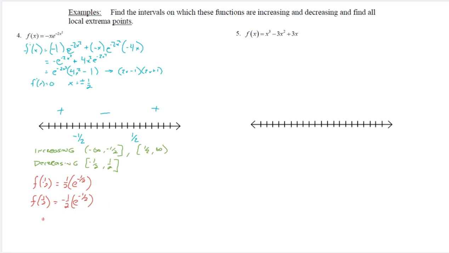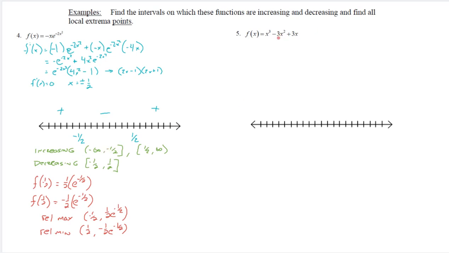So we can go ahead and write that in. A relative max is actually going to be the point negative 1/2 and 1/2 e to the negative 1/2. And our relative min is going to be 1/2 and a negative 1/2 e to the negative 1/2. And that gives us our solution for this one right here.